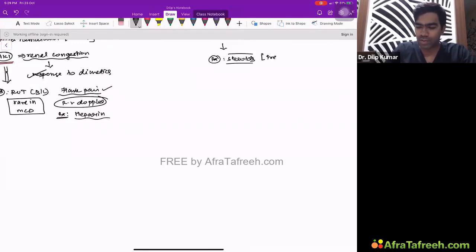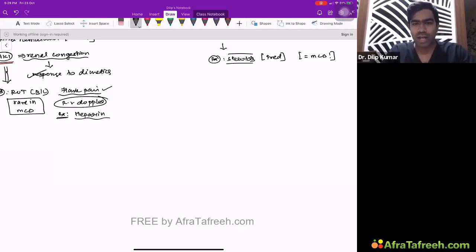Typically, we start with prednisolone. Standard dose is 1 to 1.5 milligram per kilogram. We start with the full dose, and that's it. Because we take it as MCD unless proved otherwise, we start treating as MCD. You don't even need a biopsy for this. So just start treating as minimal change. This is the usual thing that we need to do.